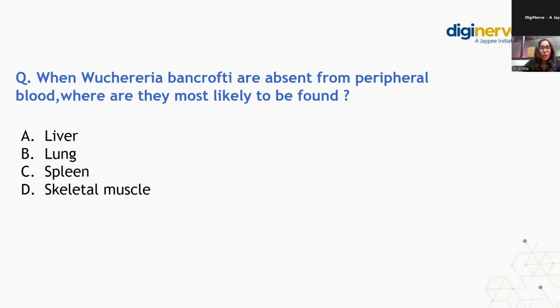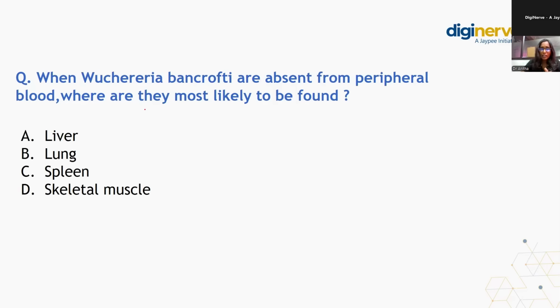Next question. When Wuchereria bancrofti microfilariae are absent from the peripheral blood, where are they most likely to be found? And the options here are liver, lung, spleen, and skeletal muscle. If in the options they had mentioned lymph node, that would have been the more appropriate option. But here they have mentioned liver, lung, spleen, and skeletal muscle.